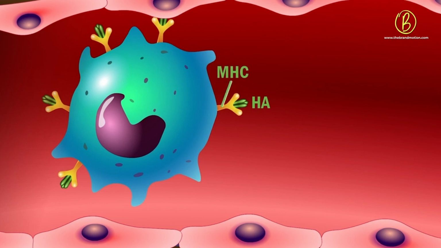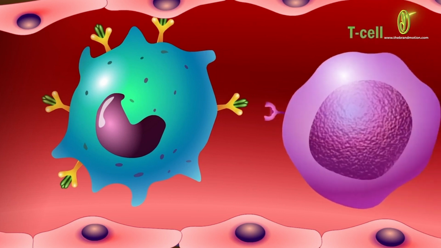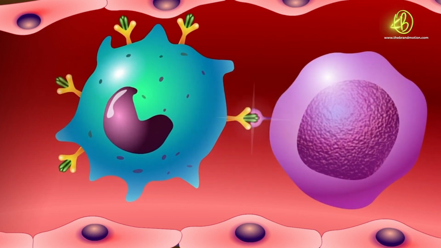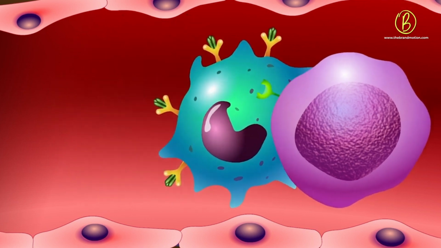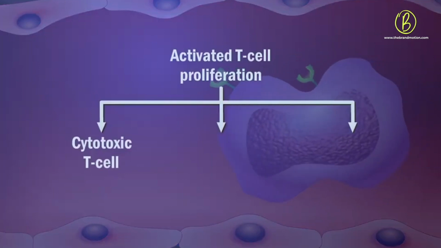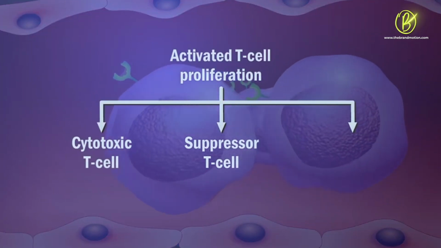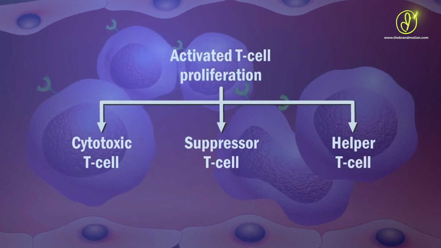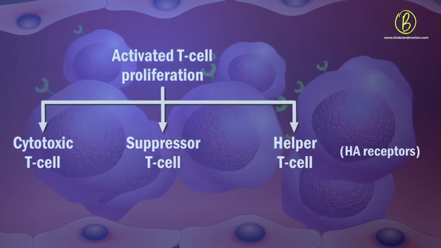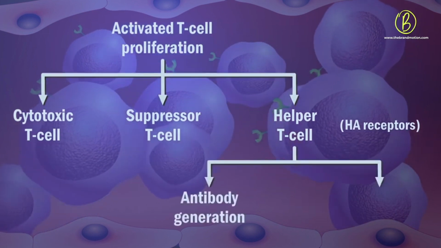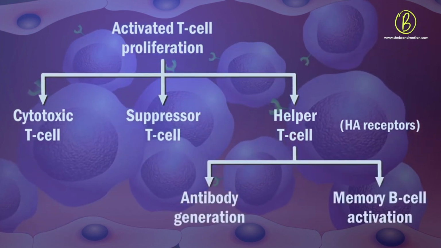histocompatibility complex or MHC. T cells are now able to recognize and bind foreign antigens that are associated with the MHC. Upon binding to the MHC receptor, T cells become activated and proliferate into either cytotoxic T cells, regulatory suppressor T cells, or helper T cells. Activated helper T cells express hemagglutinin receptors specific to the vaccine strain on their surface and play a major role in antibody generation and memory B cell activation.